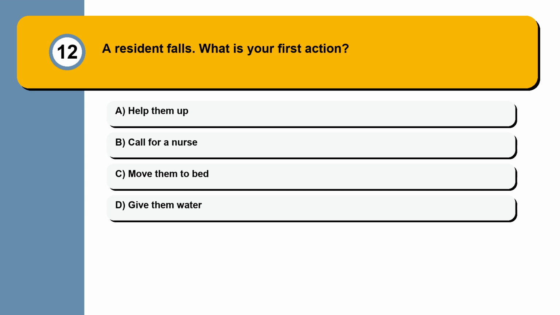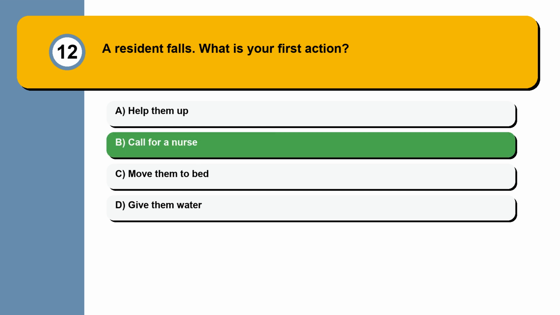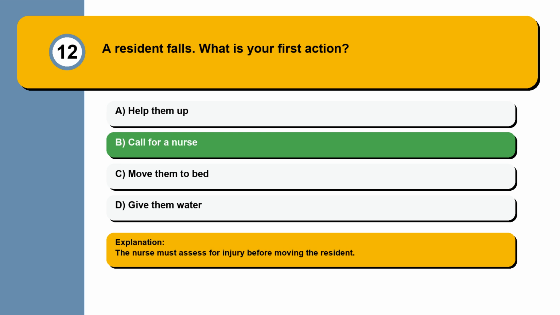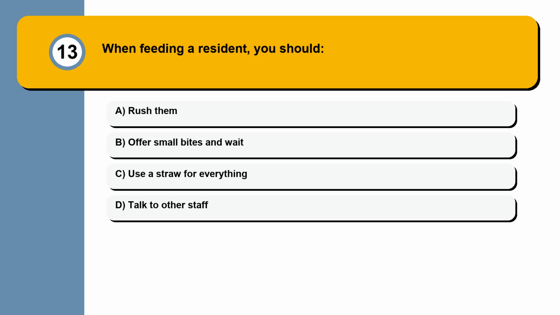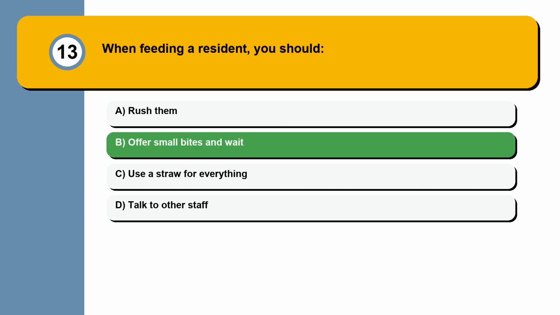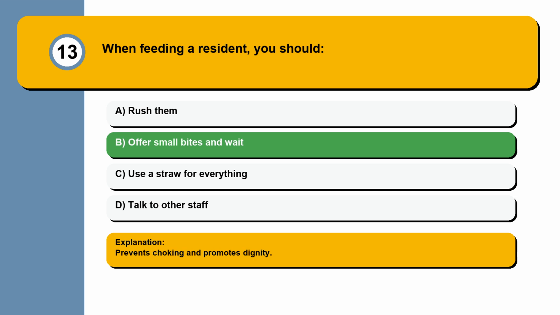Question 12. A resident falls. What is your first action? Help them up. Call for a nurse. Move them to bed. Give them water. The nurse must assess for injury before moving the resident. Question 13. When feeding a resident, you should rush them. Offer small bites and wait. Use a straw for everything. Talk to other staff. Prevents choking and promotes dignity.